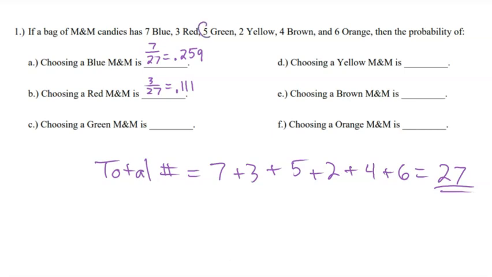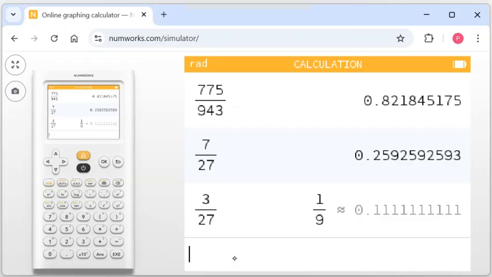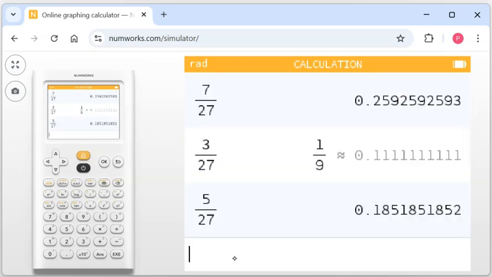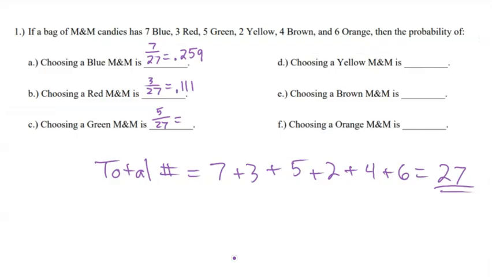Choosing a green M&M. Probability of choosing a green. Well, there's 5 green M&Ms out of a total of 27 M&Ms. Therefore, the probability is going to be 5 out of 27. And we can key that in as 5 divided by 27. And that's 0.185. Okay.